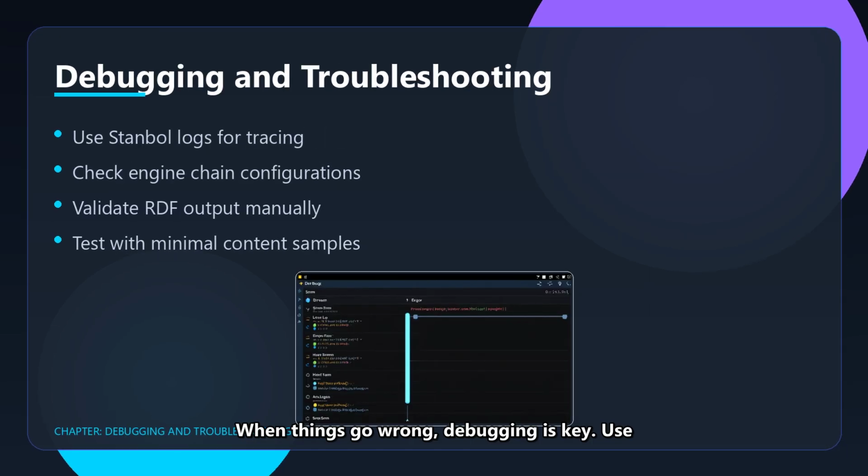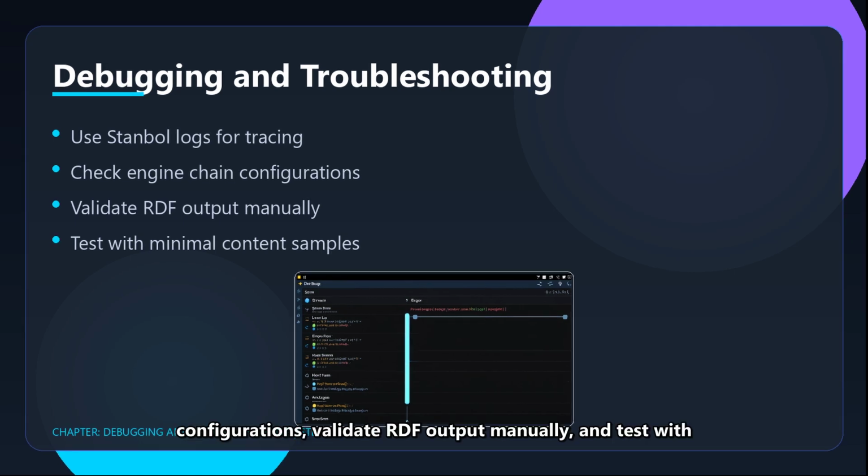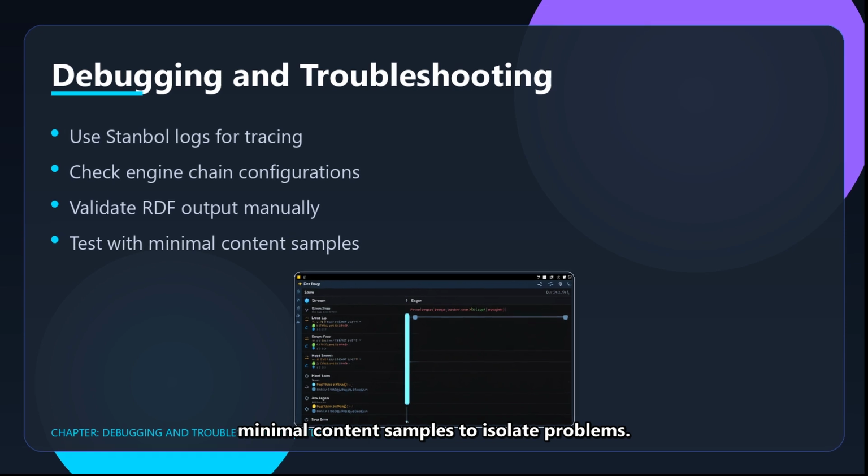When things go wrong, debugging is key. Use Stanbol logs to trace issues, check engine chain configurations, validate RDF output manually, and test with minimal content samples to isolate problems.